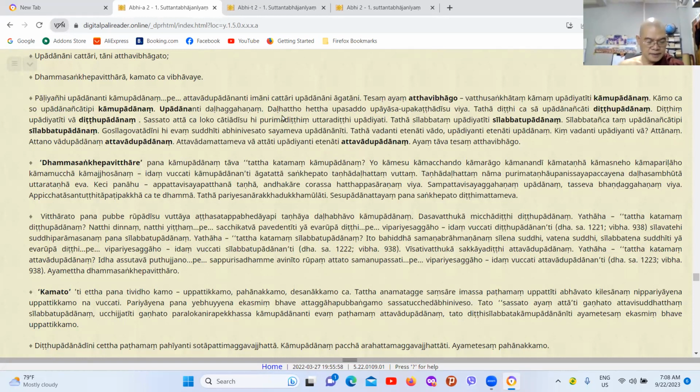The same thing here. Ditthi ca sa upadanañcati ditthupadana. Ditthi is also upadana. Ditthupadana here refers to wrong view. This wrong view is strong wrong view, the four wrong views, and it is called ditthupadana. Ditthim upadiyatiti ditthupadana: clinging to the ditthi, clinging to the wrong view.